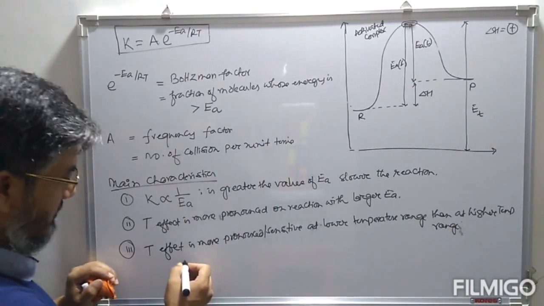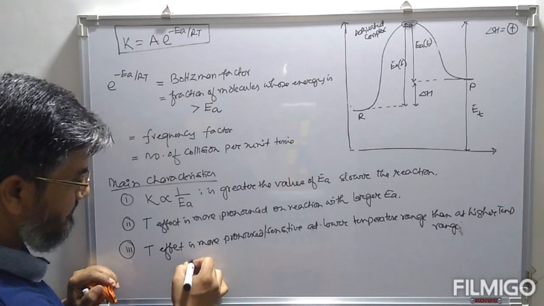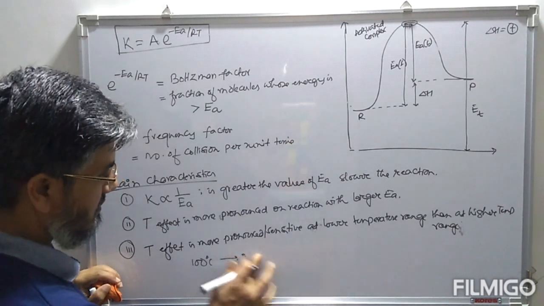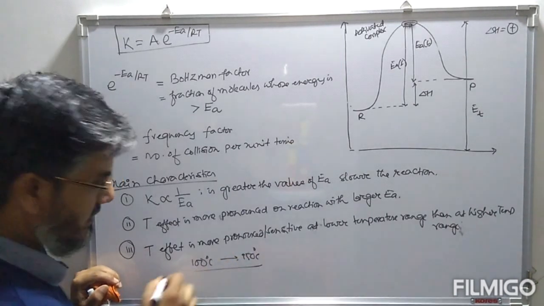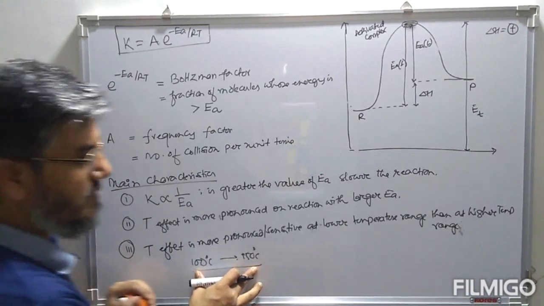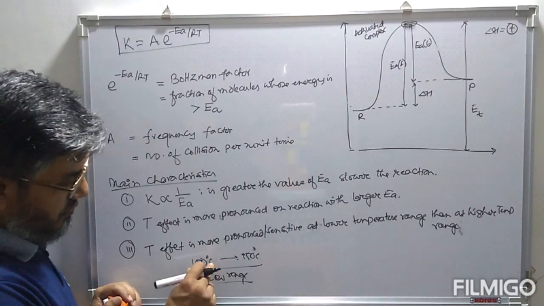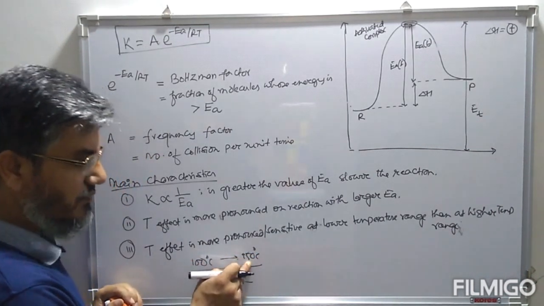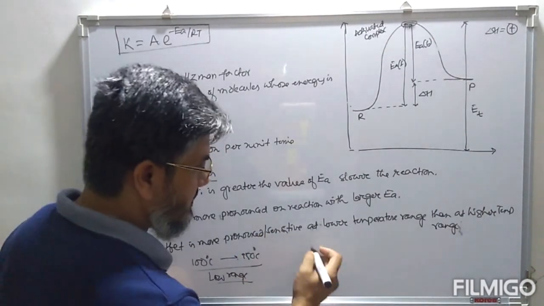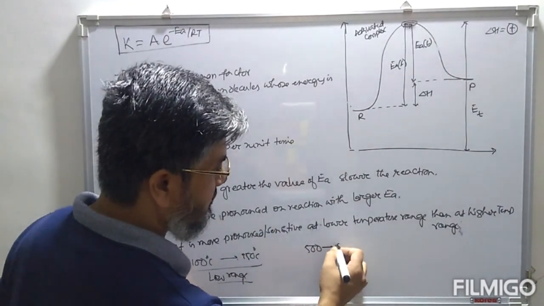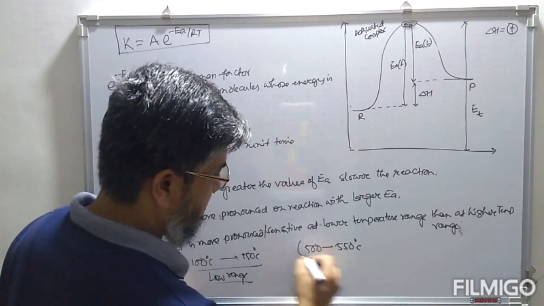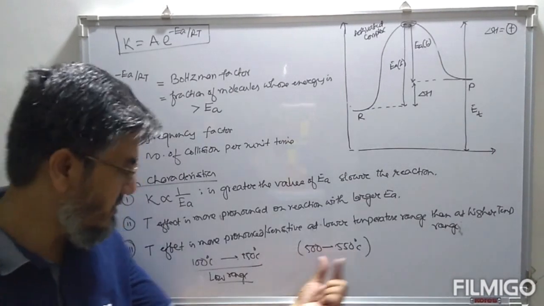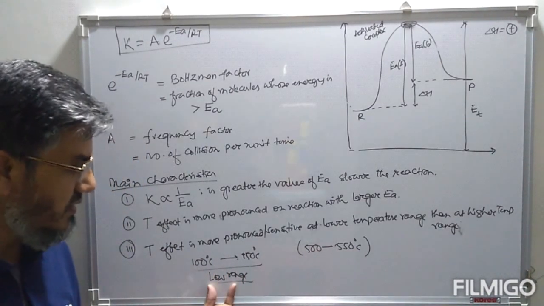That means, suppose we are changing temperature from 100 degrees centigrade to 150 degrees centigrade. So we are changing by 50 units. Now the same temperature change: look at this, changing from 500 to 550 degrees. In the second case, again we are changing temperature by 50 units. In the first case, again we are changing temperature by 50 units.